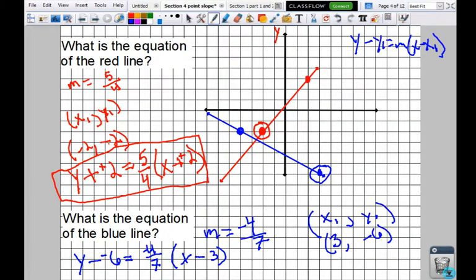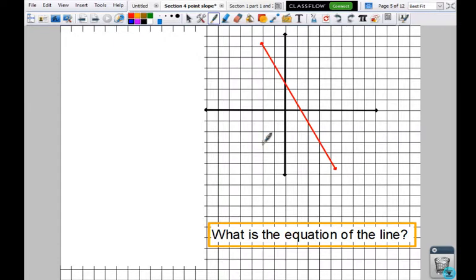A little sneaky. Alright, so I want you guys to try one on your own now. We're going to try one. Okay, I want you to look at this line in the red right here, on this next one, and I want you to find the equation. So don't forget, it's y minus y1 equals m times x minus x1.